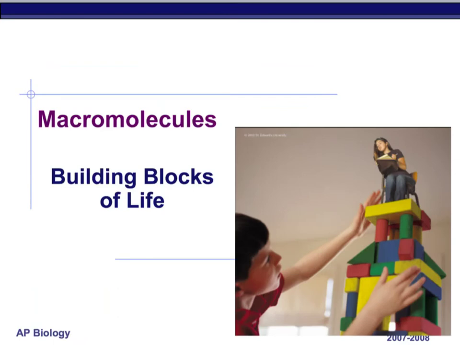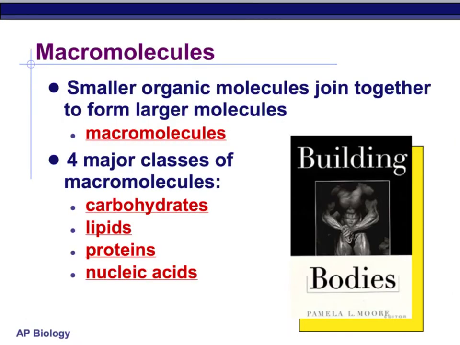All right, so now we're going to move on to looking at those 4 macromolecules in a little bit more depth. Like I said, another name for these is biomolecules. So get used to seeing both terms, macromolecules, biomolecules, same thing.